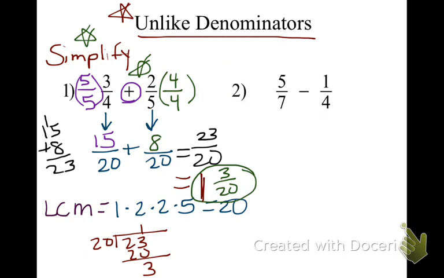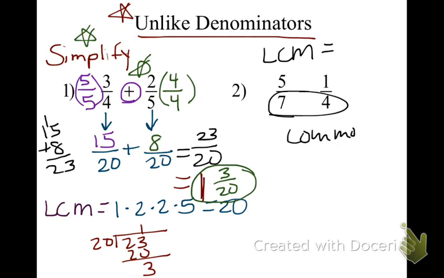So looking at number 2, once again, you're going to need your LCM. And if I notice, 7 and 4, do they have anything in common? The answer is no. So what we're going to do is 7 times 4, and that's going to give me 28.